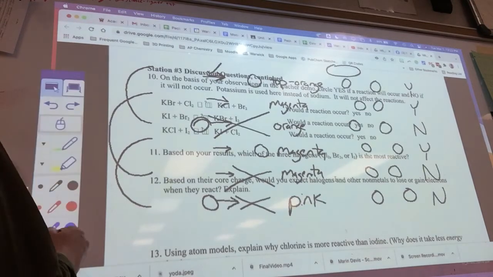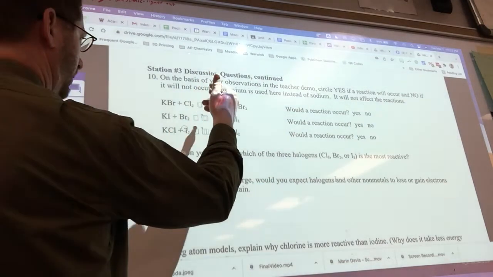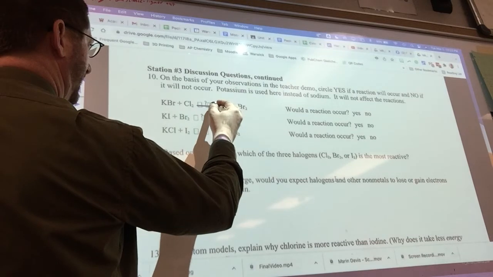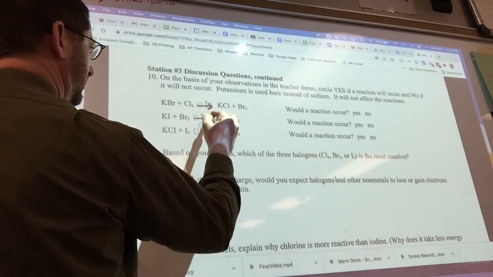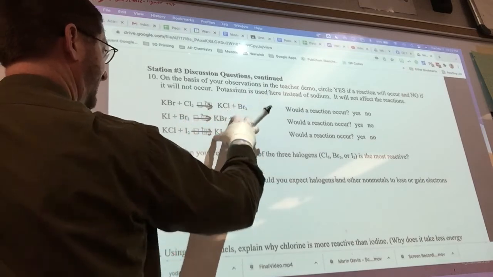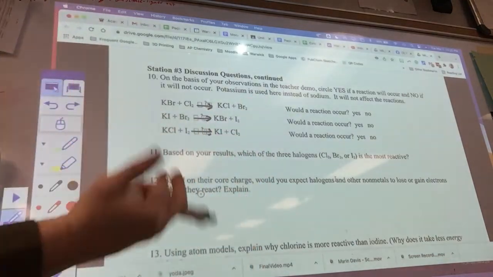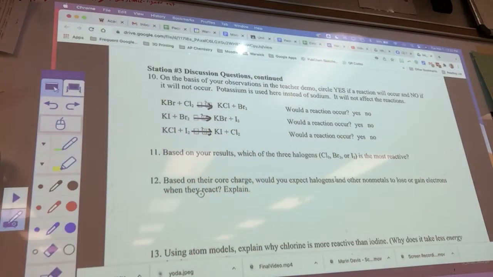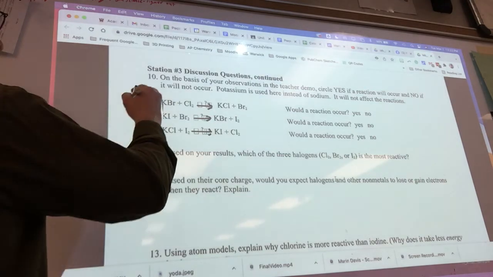So again, Google Docs got a little bit weird when it opened this file. There should be an arrow with a question mark there, because we're not sure if this single replacement reaction does occur. This is what the swap would look like, but we don't know whether that swap will take place. So group 6, what did you say about this first reaction? We'll call it A.